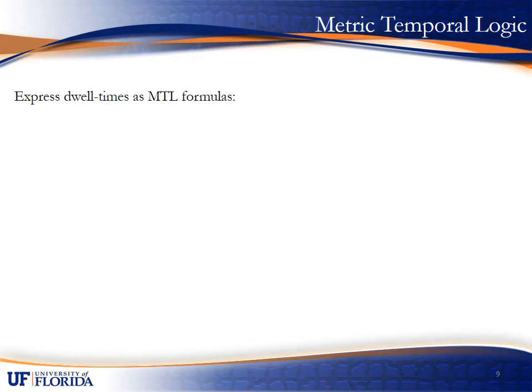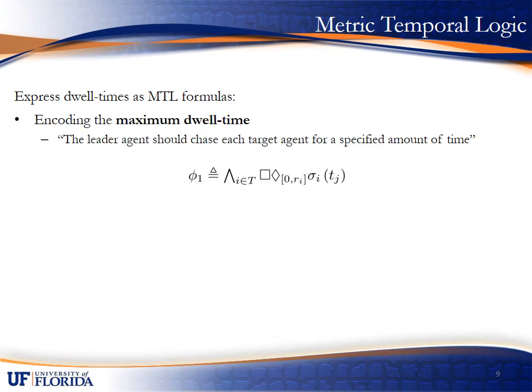Now, using metric temporal logic that was introduced earlier, we can start writing down these dwell time conditions as high-level specifications in MTL. And for encoding the maximum dwell time, we want to prescribe the behavior: the leader agent should chase each target agent for a specified amount of time. And using MTL, we can encode this specification in phi1 right here. And notice that this is where we're able to embed the switching signal.